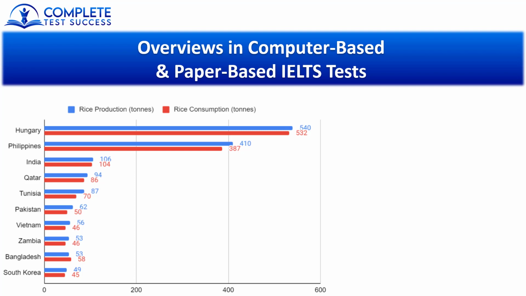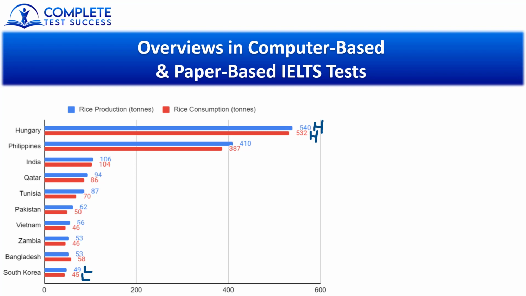So what we would do in the paper-based test is we would look at rice production, and up at the very top, Hungary has the highest value. So I would just write an H there next to Hungary, and down at the very bottom, South Korea has 49. So that is obviously the lowest value. Then we would do the same thing for the red line, rice consumption. And once more, Hungary has the highest value and South Korea has the lowest value. So that shows us what we need to put in our overview.